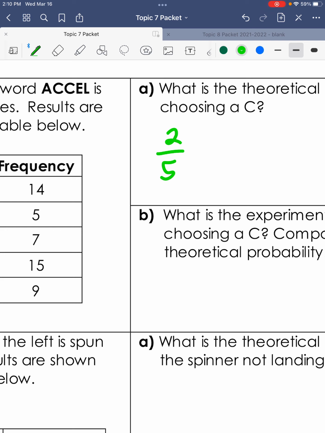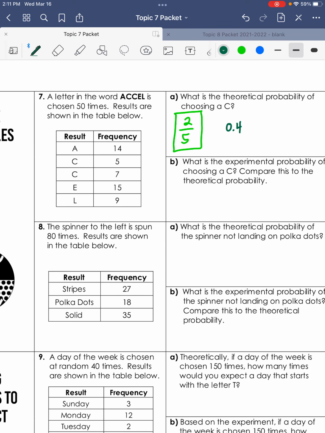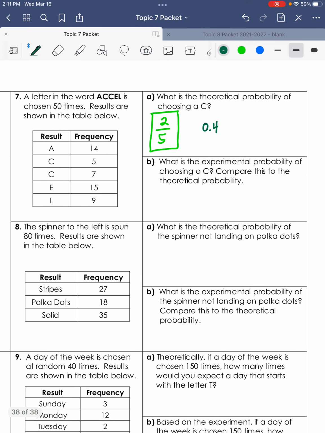I can't reduce that fraction, so that is my probability as a fraction in simplest form. But like I said, I like to convert it to either a decimal or a percent. So 2 divided by 5, when I put that in my calculator, I get 0.4.